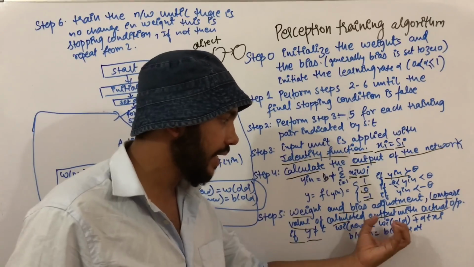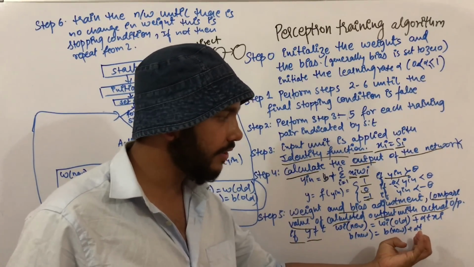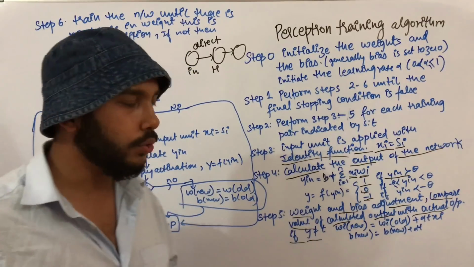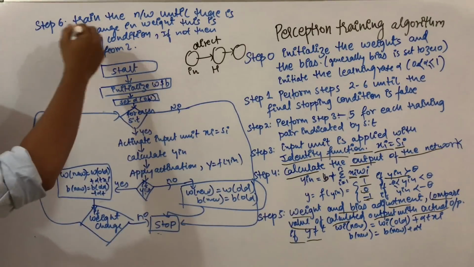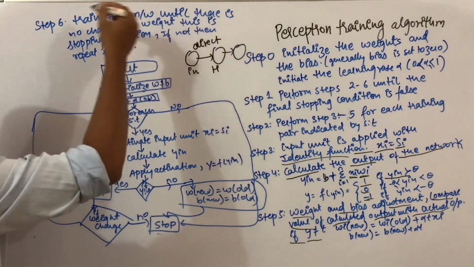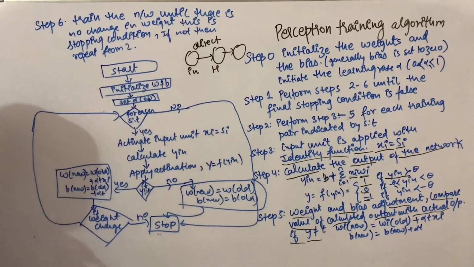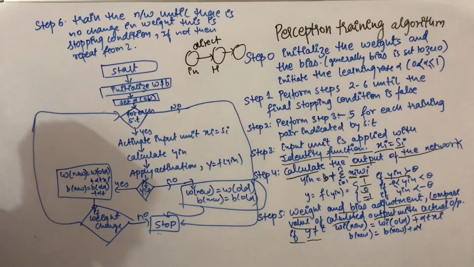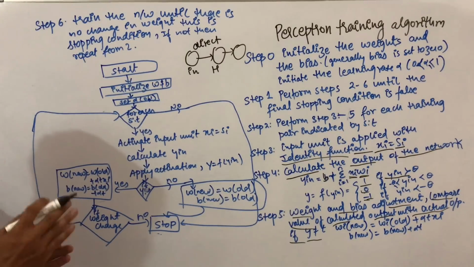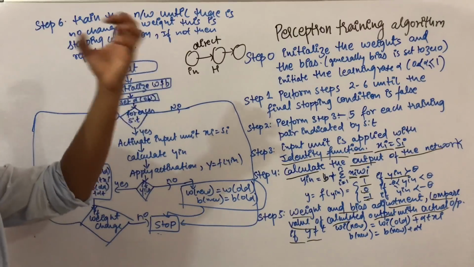The new bias will be the old bias plus alpha t. Alpha is the learning rate and t is the target value. Target value can be plus 1 or minus 1. Now step 6: train the network until there is no change in weight. This is the stopping condition. If we reach a point where the new weight equals the old weight, that is, there is no change in the weight, we have reached the target value, and we stop the perceptron training algorithm.